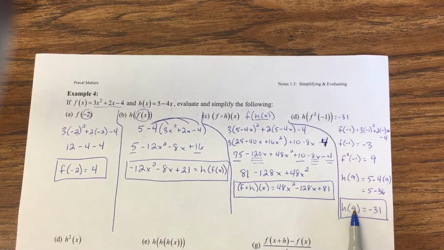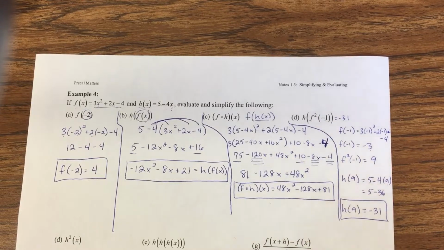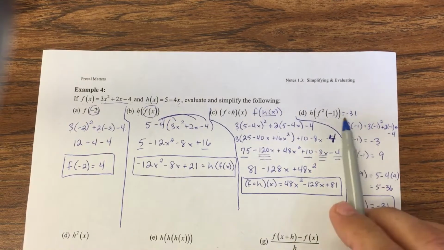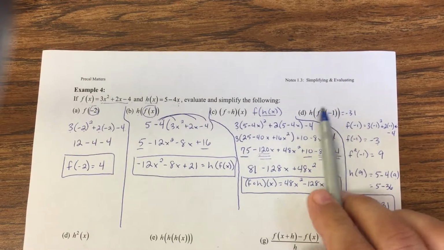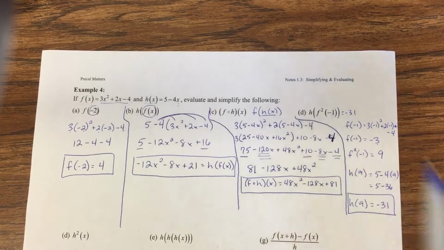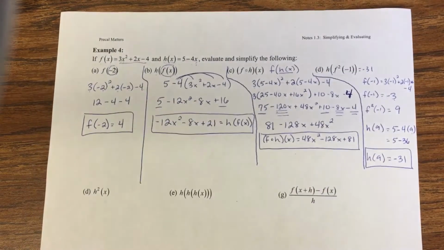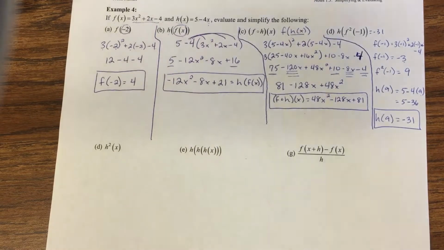So you could write it this way, or you could write it that way, because they're equivalent, all right? Hopefully that made some sense. And that's how I always like to do those, just kind of following them step by step. I know I need to plug -1 into f, I know I need to square that, then I'm going to take that and plug it into h, so that I don't have to do all of the math all at the same time.